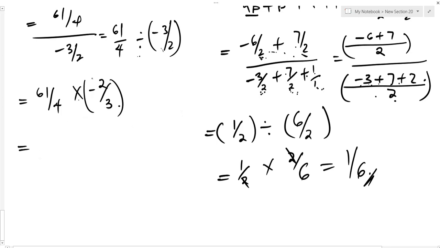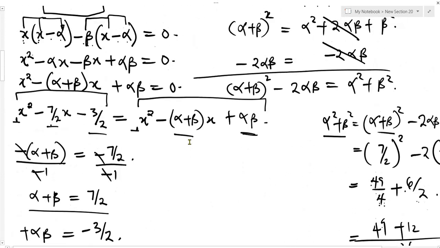So 2 cancel 2, 1, 2 cancel, minus 2 will give you minus 1. 2 cancel, this 2 divide this 4 will give you 2. So we're left with minus 61 all over 6. So that is for IX.